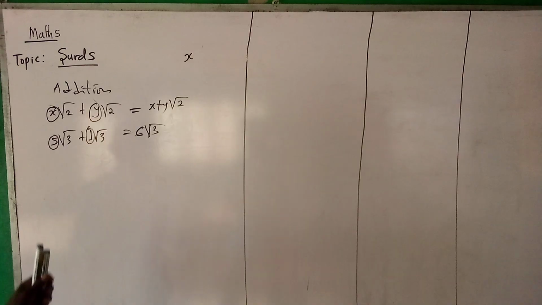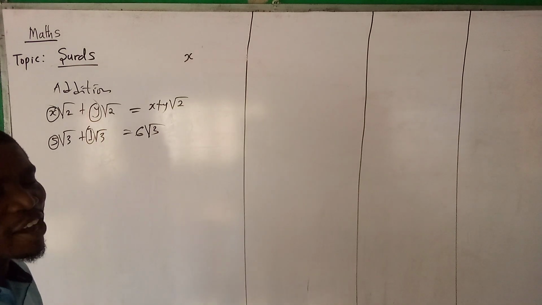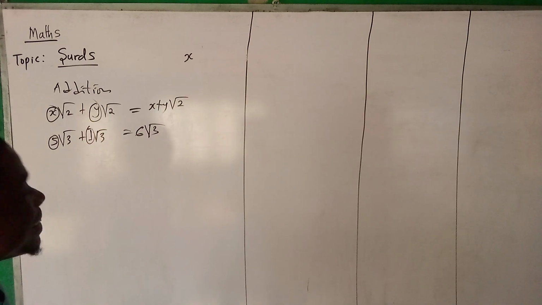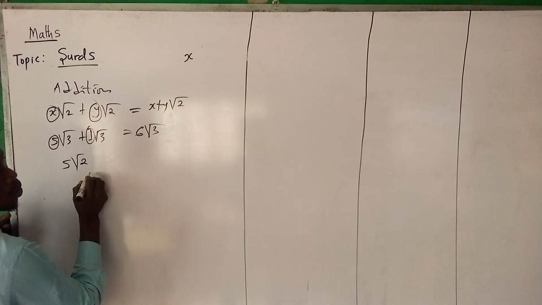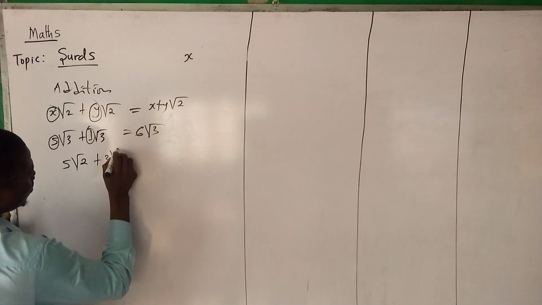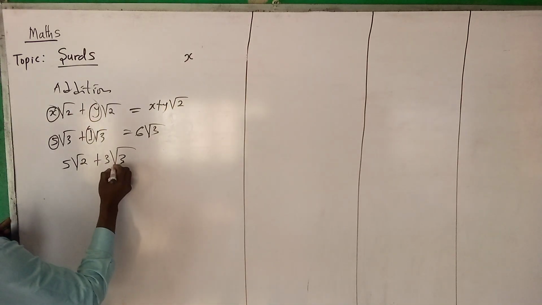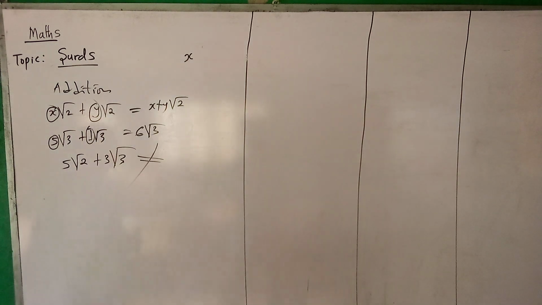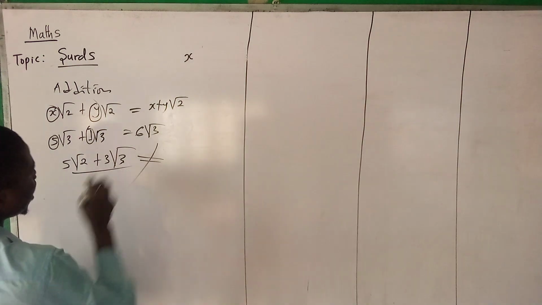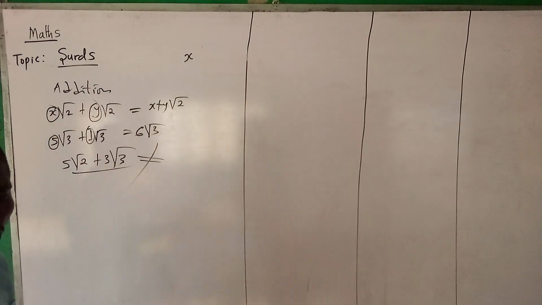But in a situation where surds have different basic forms, you cannot add them. Something like this. Let's say 5 surd 2 plus 3 surd 3. This cannot be added. You can't add it because they don't have the same basic form.